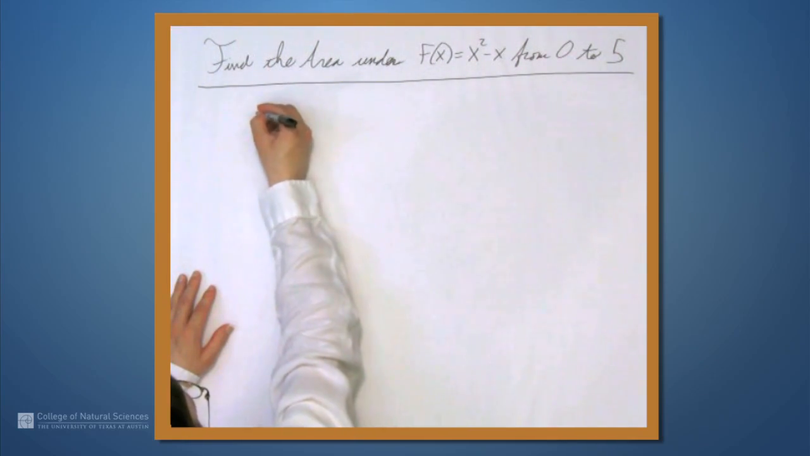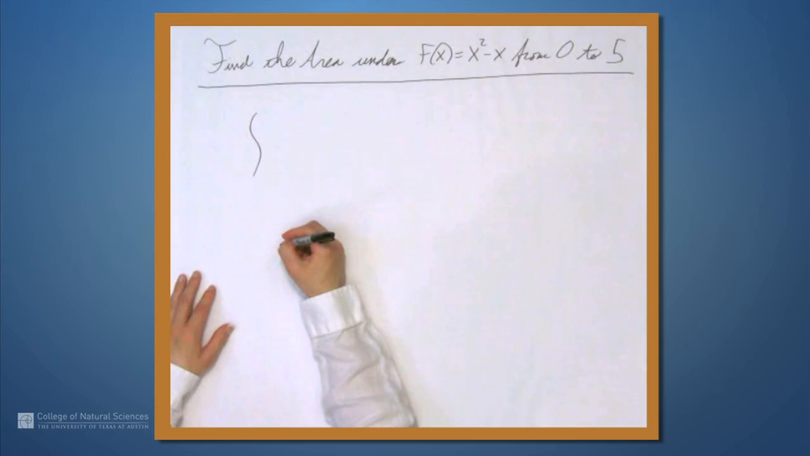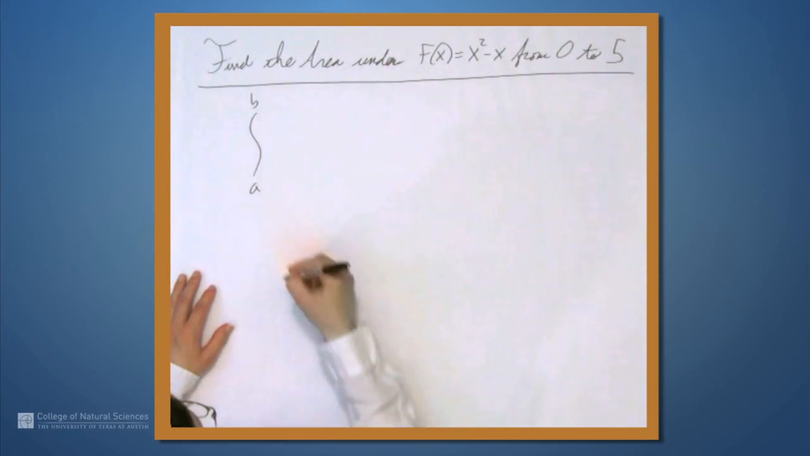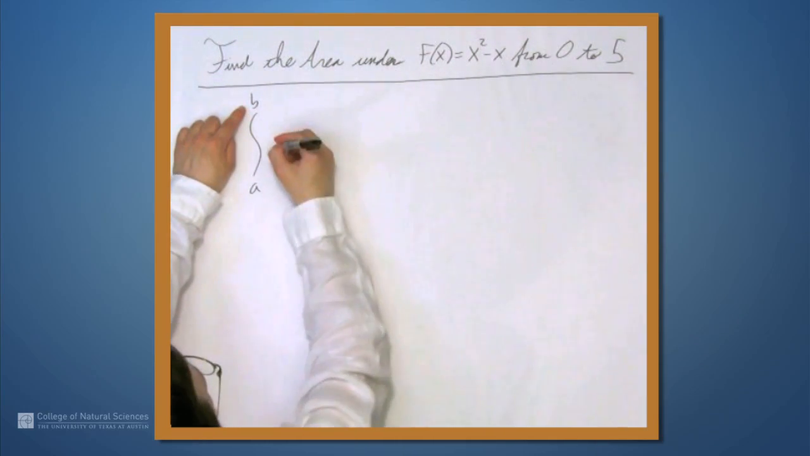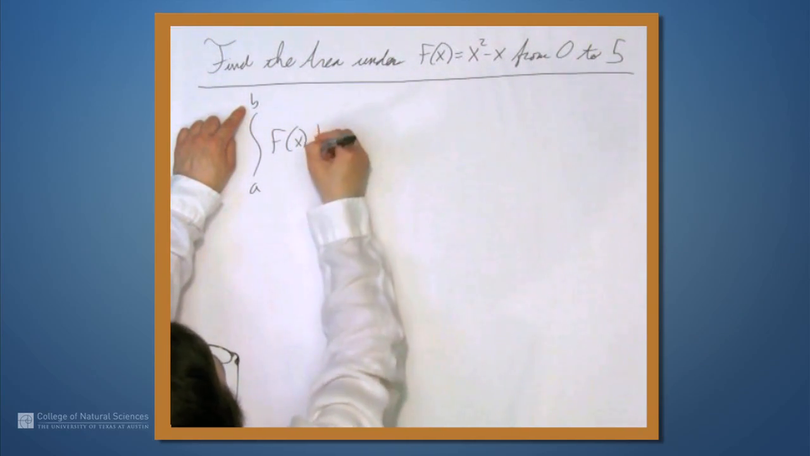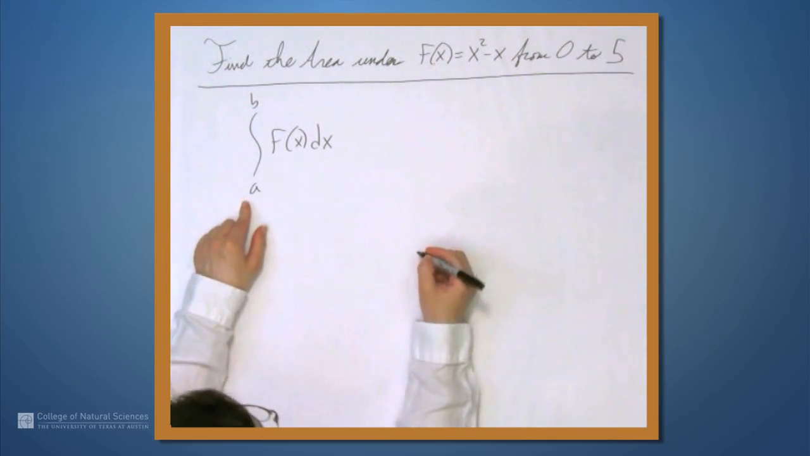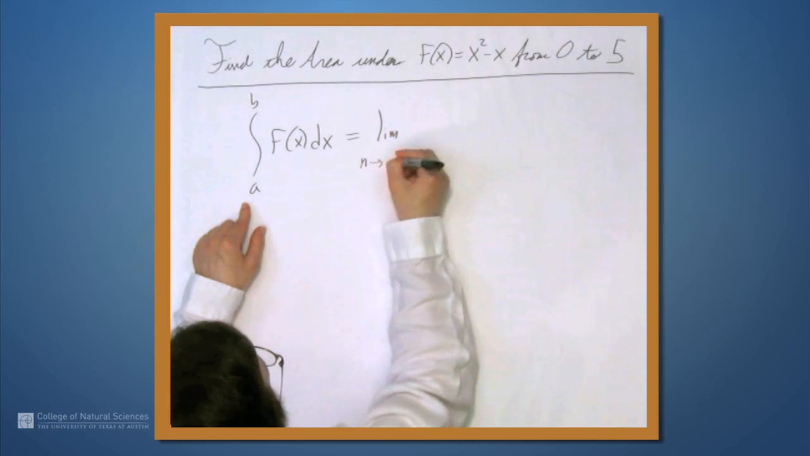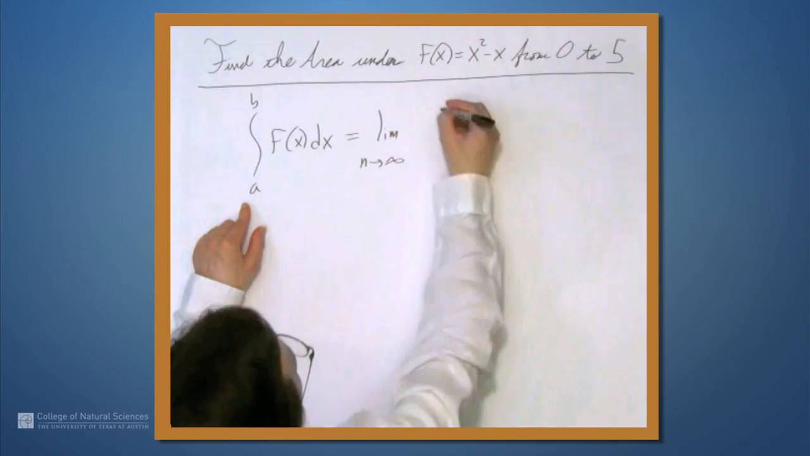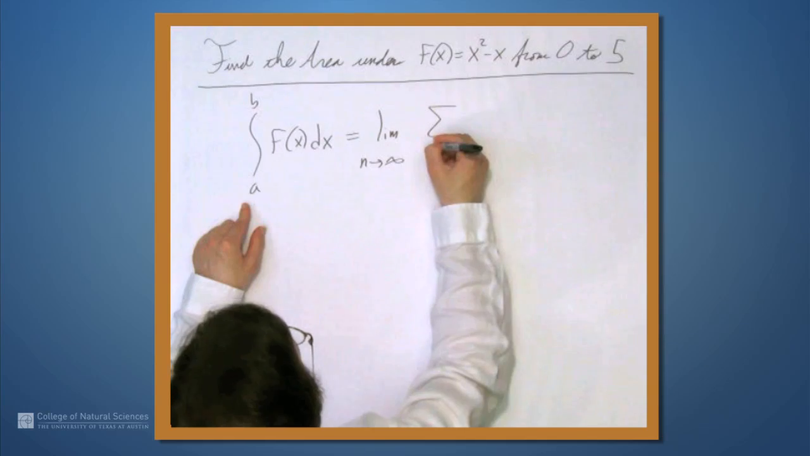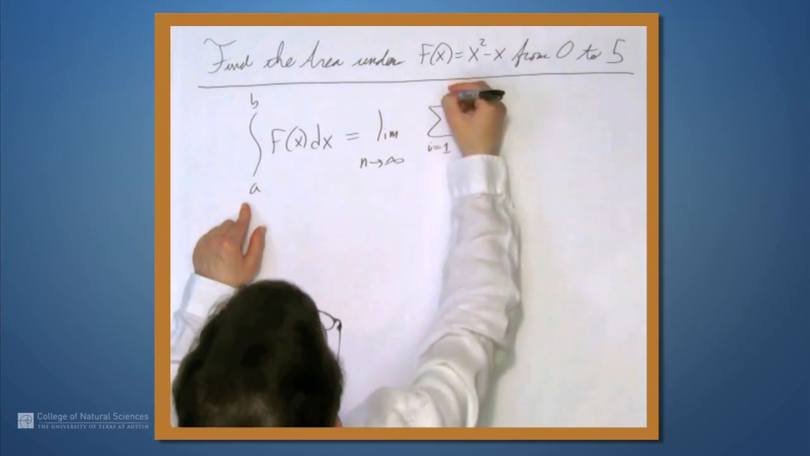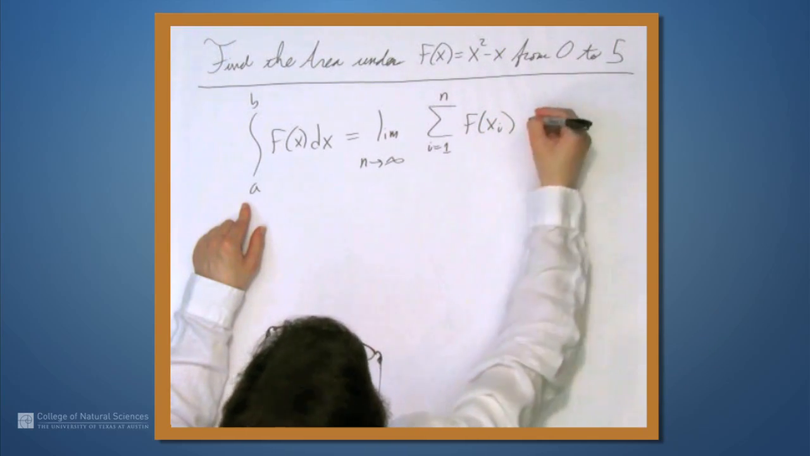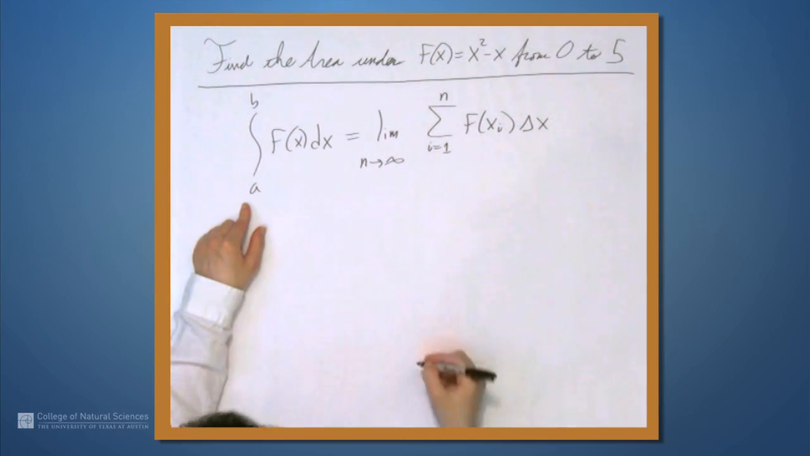The notation, in general, if you want to find the area under a curve f of x between a and b, then we take the integral from a to b of f of x dx, right? This is the notation. And by definition, this is the limit as n goes to infinity of the sum from i equals 1 to n of f of x sub i delta x.